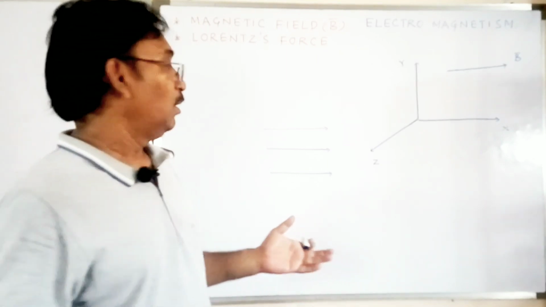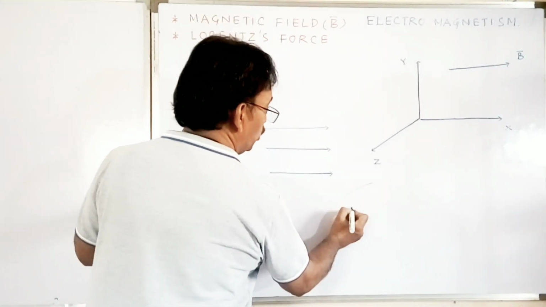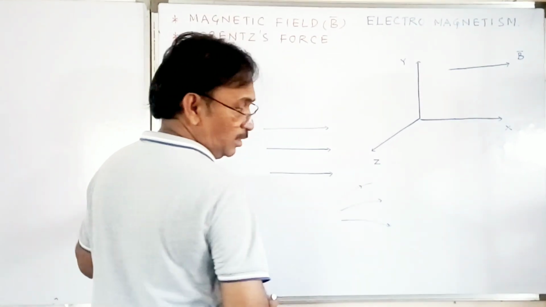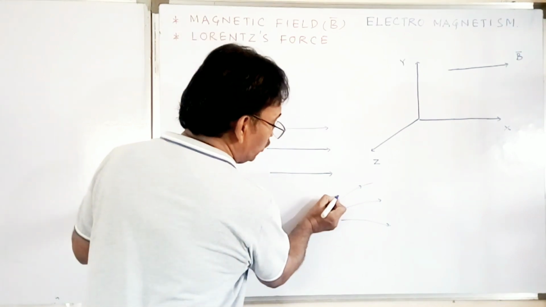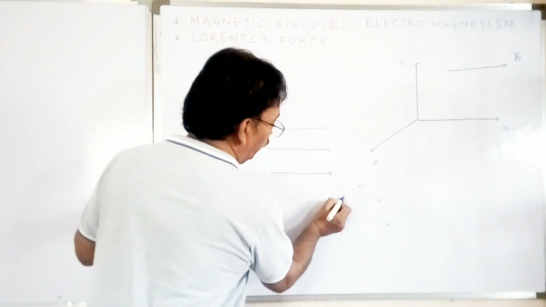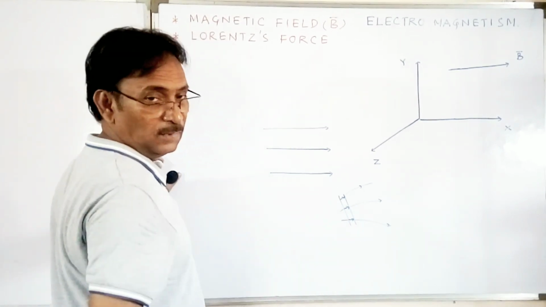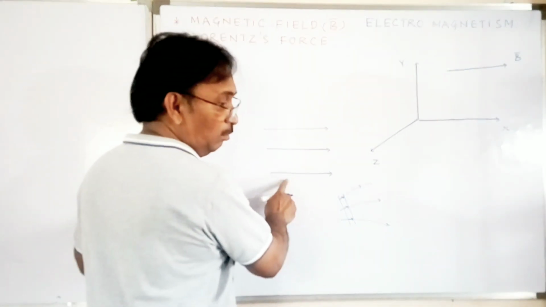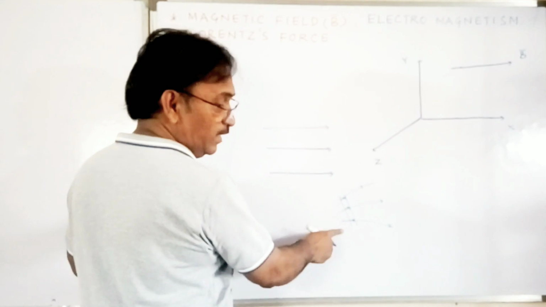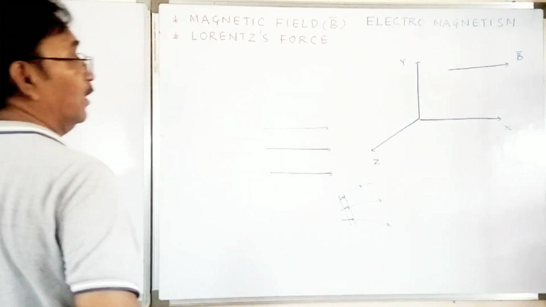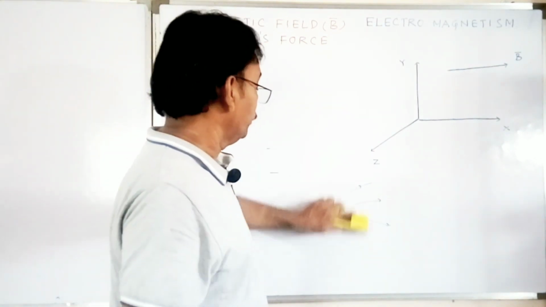A non-uniform magnetic field may be shown like this. Okay, it's a non-uniform magnetic field. Take a stretch of that and you will find these lines appear to be parallel to each other. That's why a uniform magnetic field is always associated with the non-uniform magnetic field. Keep that in mind.